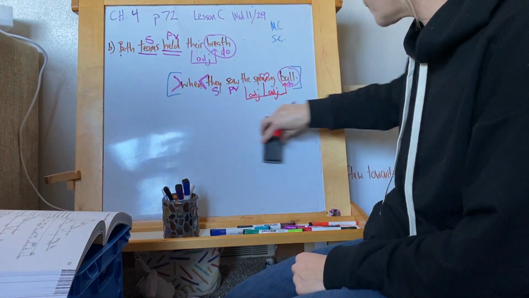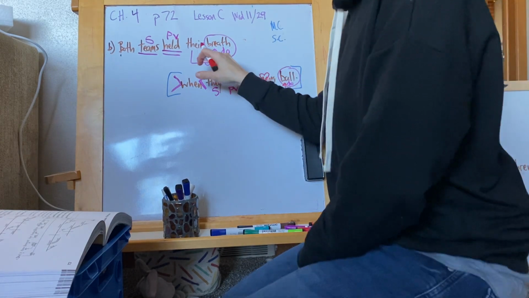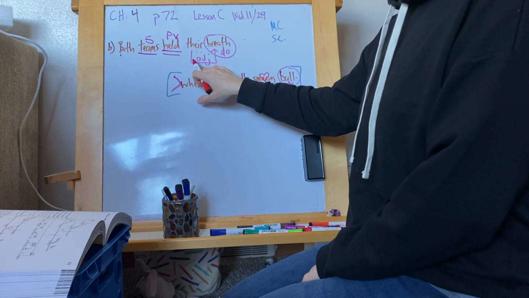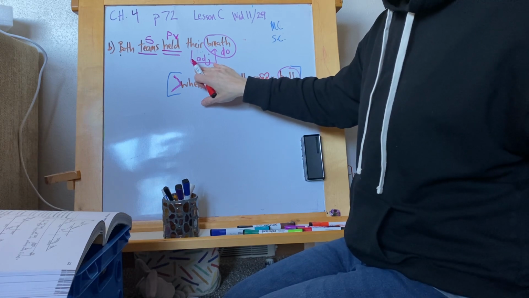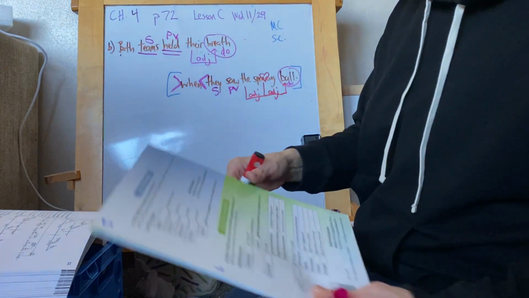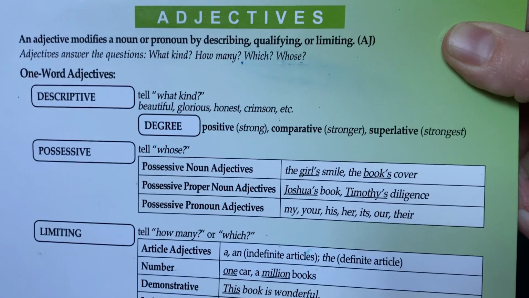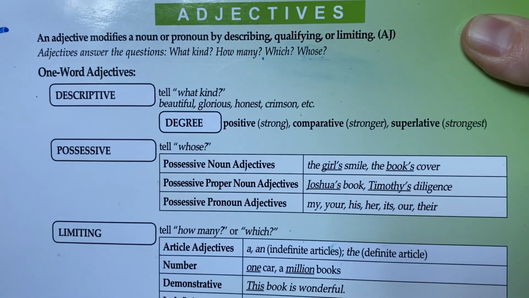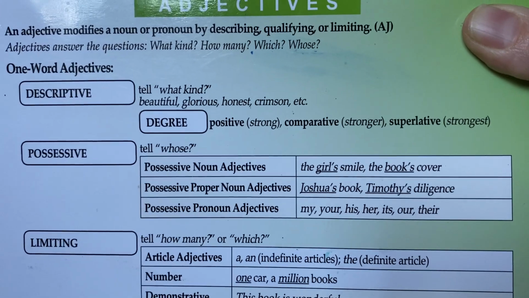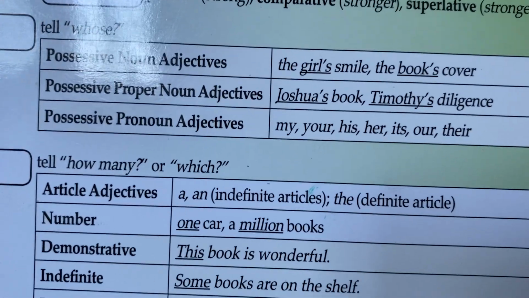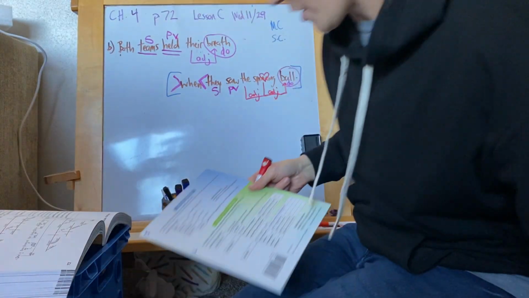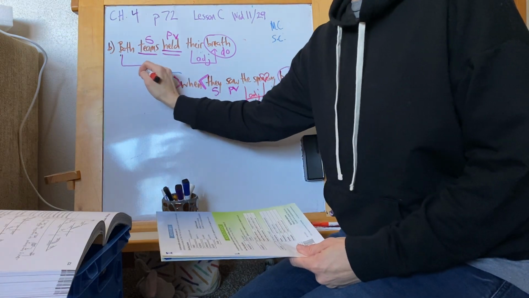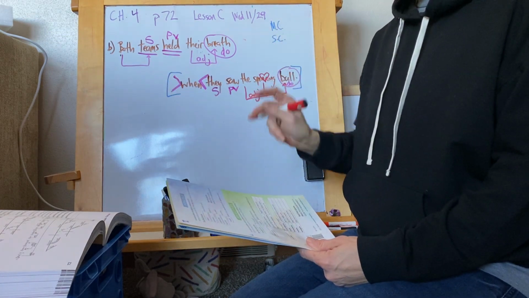Okay, all right. So on to their. What kind of adjective is their? Possessive. A possessive adjective right here. Possessive noun adjectives and possessive proper noun adjectives. Possessive pronoun adjectives: my, your, his, her, its, our, their. All right. And both is another adjective. How many? Both.